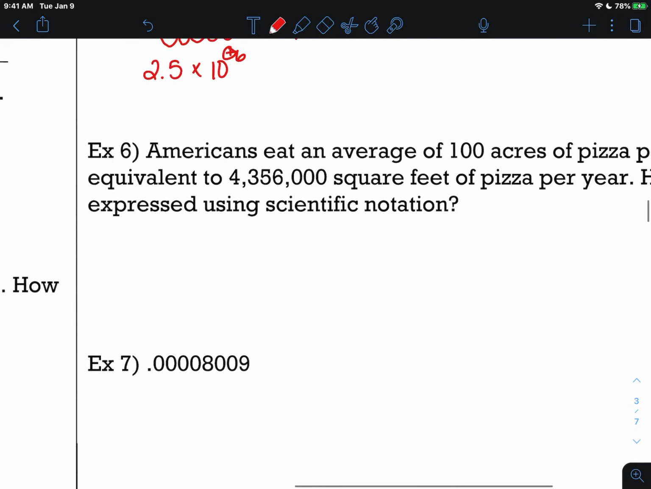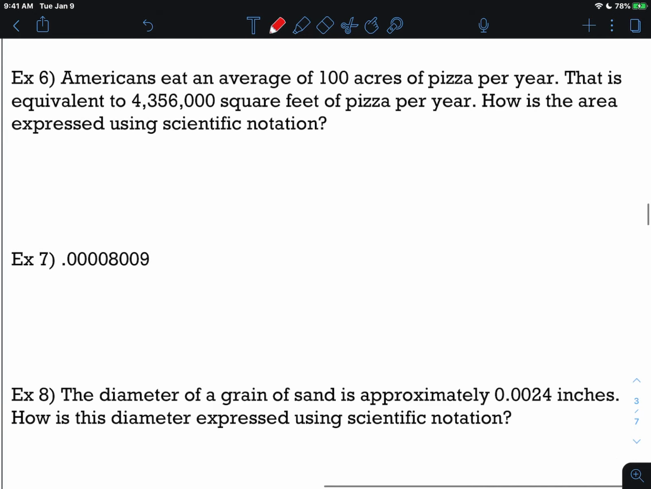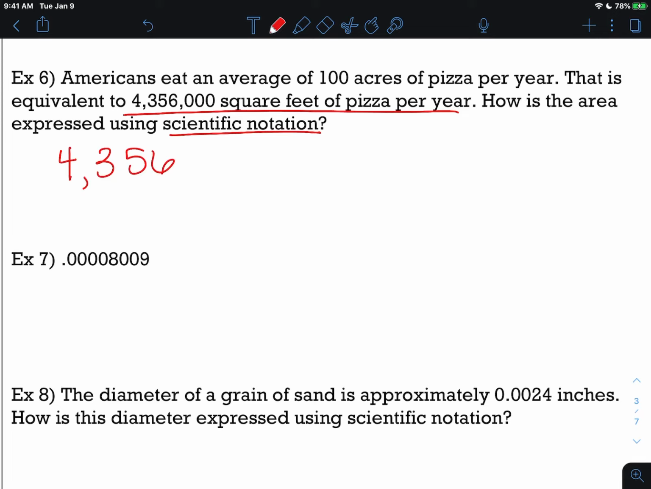All right. So Americans eat an average of 100 acres of pizza per year. That is equivalent to this many square feet of pizza per year. How is this area expressed using scientific notation? Well, first let me go ahead and rewrite my number. Okay, so I have my number. First thing I'm going to ask myself, is this big or small? Well, this is definitely a big number. So that means that my exponent is going to be positive.